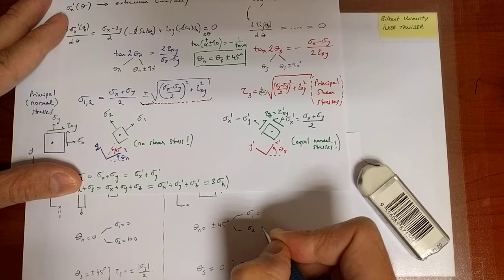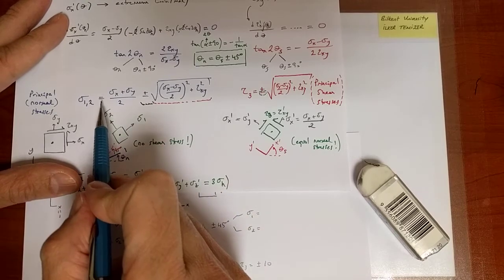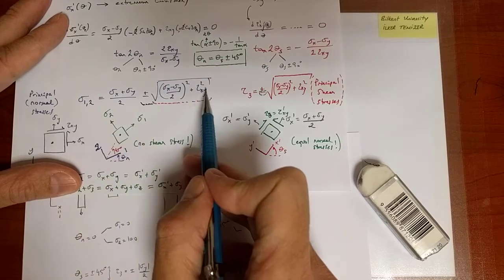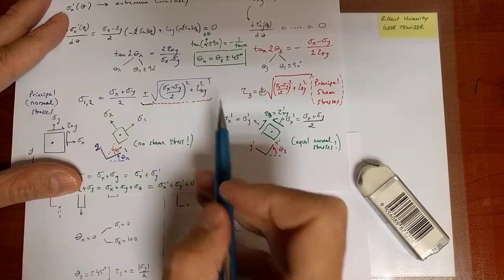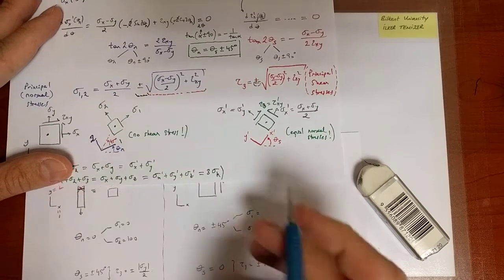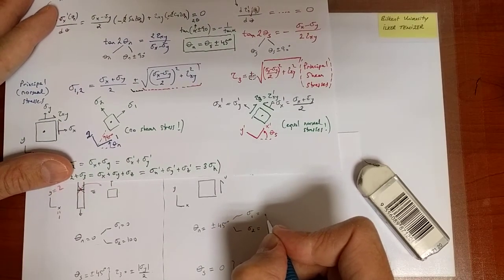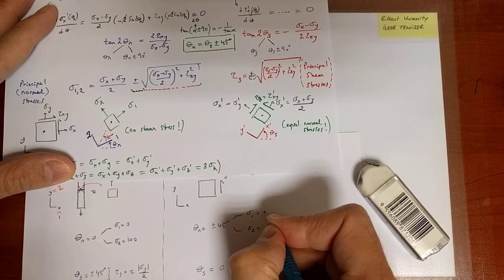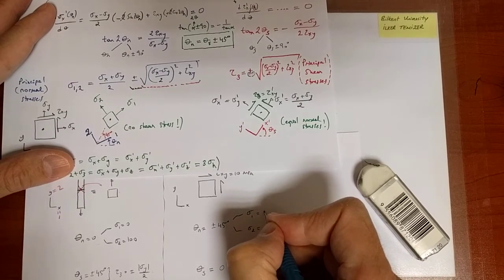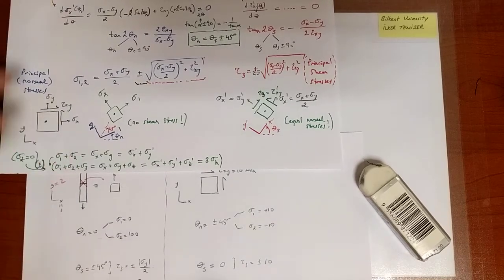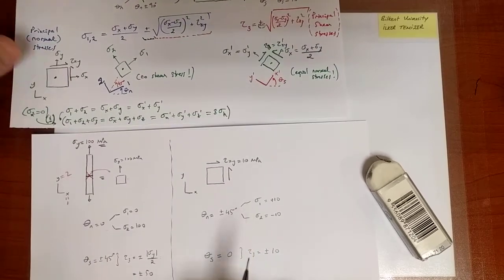Of course, what am I going to find directly from those equations? Sigma x and y are originally 0, so it's the square root of tau xy squared, in other words plus minus 10. So sigma 1 is going to be a plus, and sigma 2 is going to be a minus, 10 MPa again. So that's the solution to my simple problem.